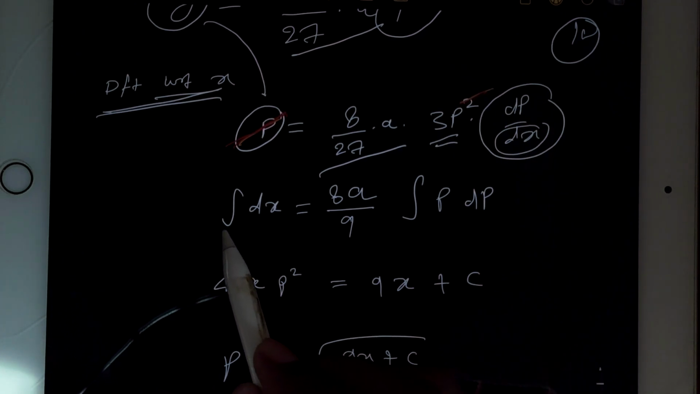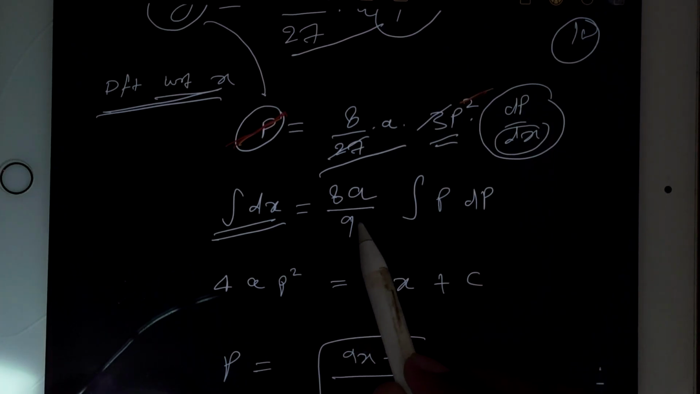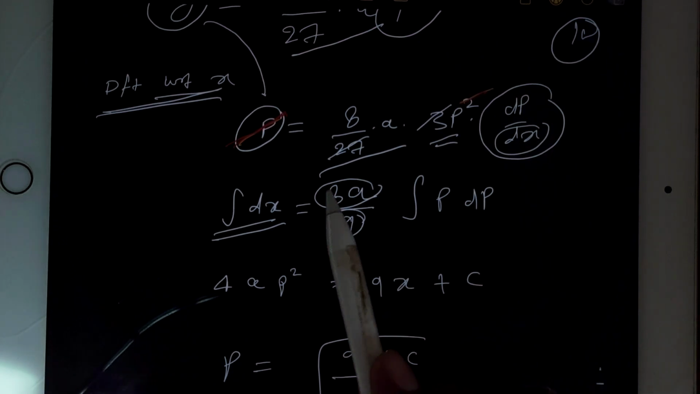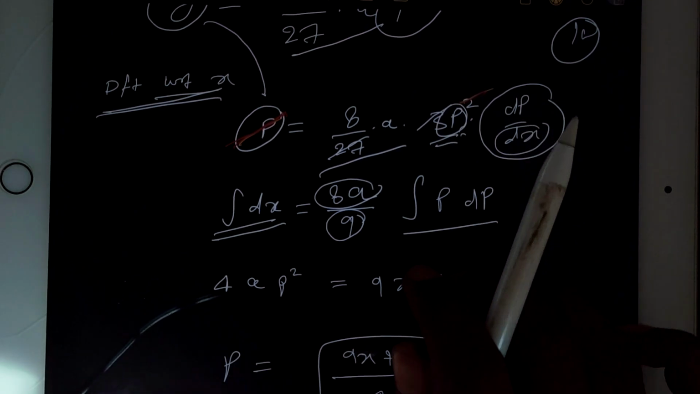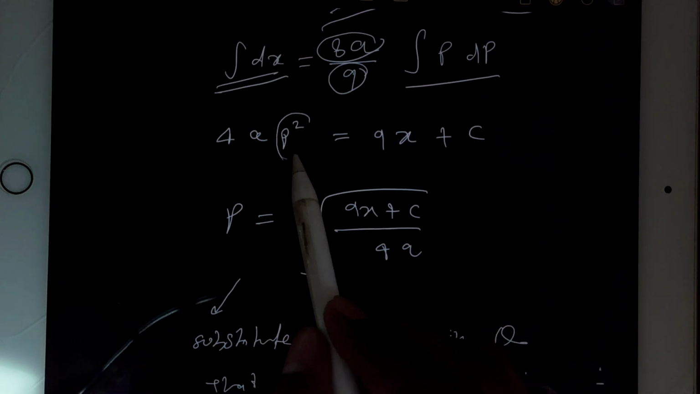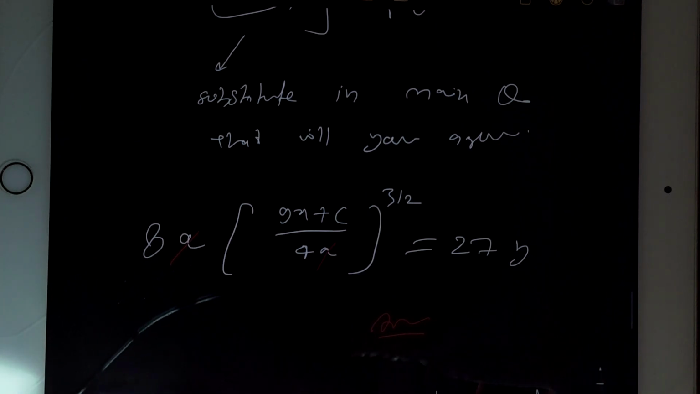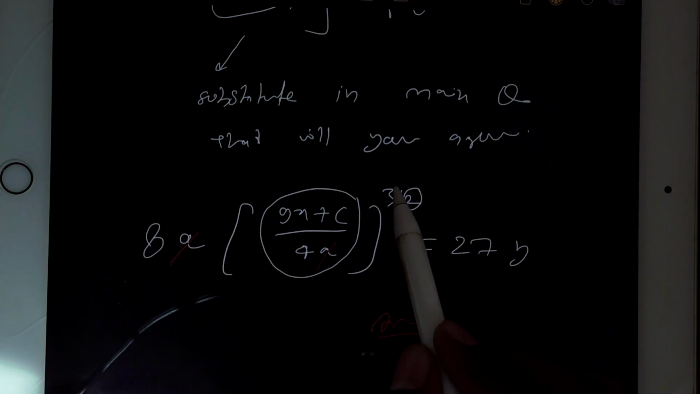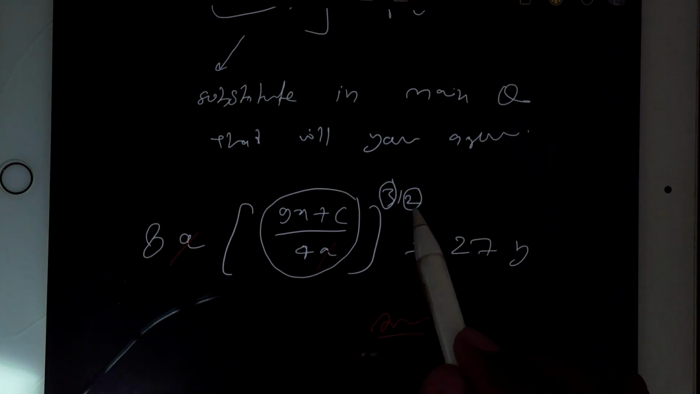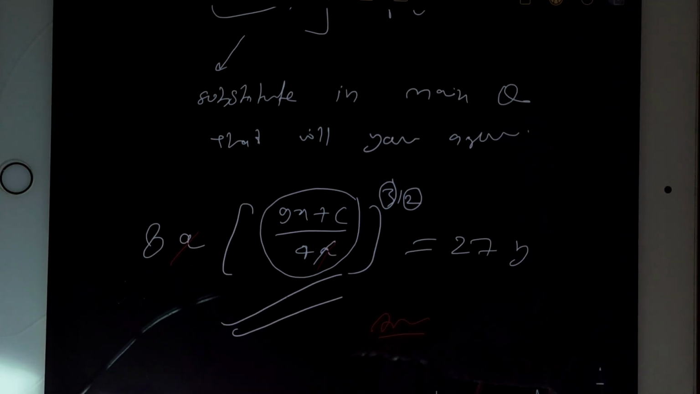When you do variable separable, this dx you send to the left side, integration dx, and 3 and 27 you can cut to 9. 8 is as it is, integration p dp. This p is remaining, right? So p dp. After that you find the p value. You got the p value. Now substitute it back in the main question, and that is your answer. So this was my p value with 1 by root 2, and the cube was already there in the question, so it became 3 by 2. So finally a and a cancel, and this became your final answer.